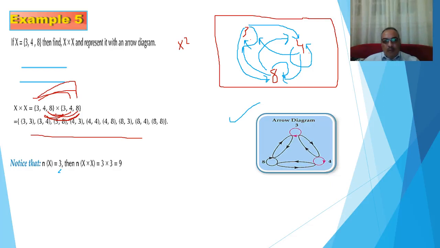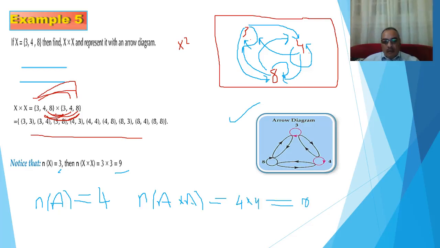But the number of elements of x product x is what? It is 9. Why 9? 3 times 3. If the number of elements of any set A is 4, the number of elements of the product A times A will be 16. Why 16? 4 times 4. Okay?